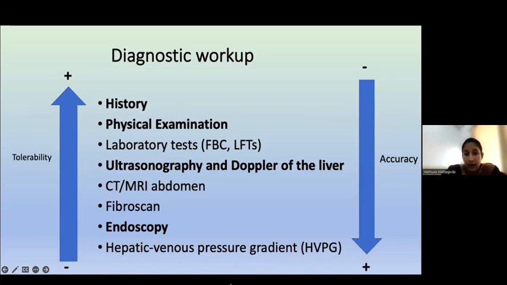You can see the accuracy. When you go down, the most accurate would be to check the pressures, but this is very invasive due to anatomical differences and the small size of the vessels. It's not practical and could be dangerous in children. However, when you discuss tolerability and feasibility, it's the other way around. History, physical examination, lab tests and ultrasonography have good yield when you think about tolerability and feasibility. So let's talk about them one by one.